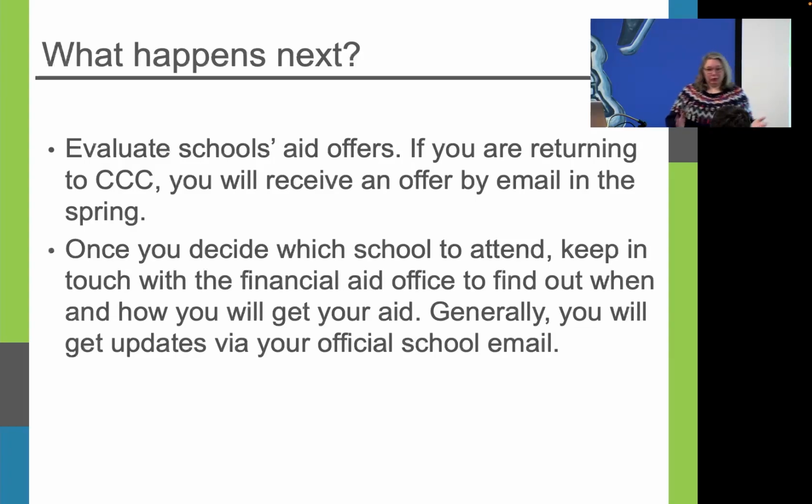Also, when it is time to go on to a 4-year school, if you choose to do that, make sure that you're looking at the school's financial aid offers. You should get an email from us if you're returning in the spring with a financial aid offer, or if you have our school code on the FAFSA. We do need to check for satisfactory academic progress, so that's not until the end of the term, so that's why it's a little later for returning students. And then also make sure you check your school's email.